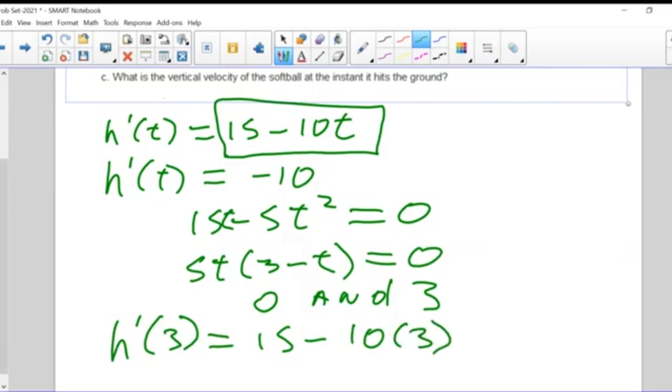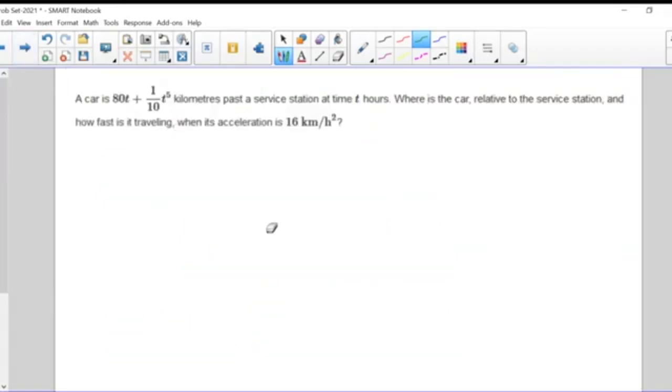Okay? The other one that some people struggled with, and I'll just end the class on that one, is this one here. All right, this was number 3. A car is 80t plus 1 over t squared. So it's a position function. It tells you exactly where the car is after time t hours. Where's the car and how fast is it traveling when the acceleration is 16 kilometers per hour squared? So I have a position function. I need an acceleration function.